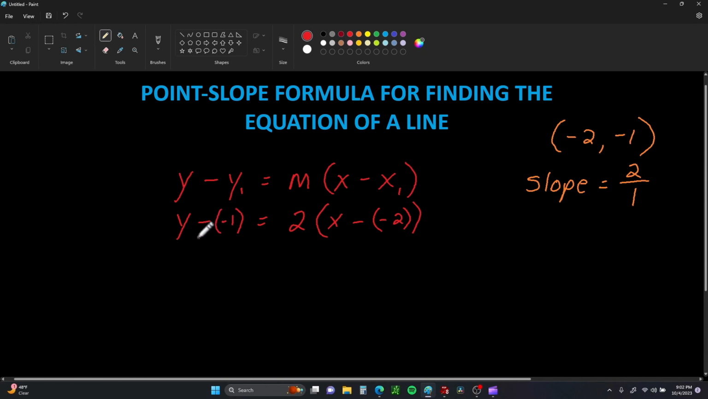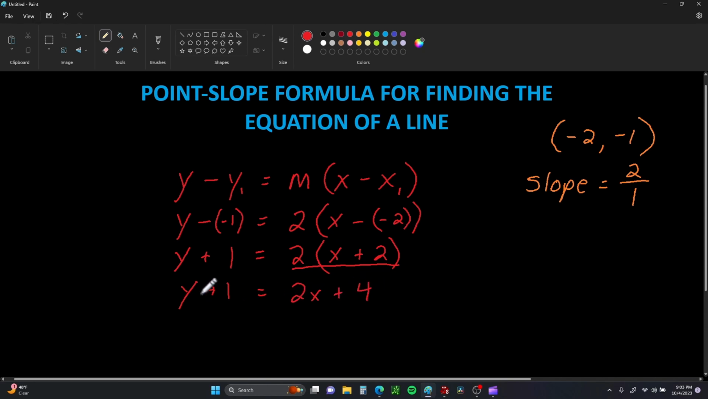Now, simplifying this, I have y, and so there's two ways to look at this. You're multiplying minus 1 times minus 1, which gives you a positive 1. Or you can look at this as being the opposite of minus 1. Either way, it's y plus 1 on this side. Then we have 2. And then the x goes here. And then I again have a negative times a negative, or the opposite of minus 2, which is going to be plus 2. Now I have to distribute this part over here. I'll underline it. So we have y plus 1 equals, and 2 times x, and then 2 times positive 2.